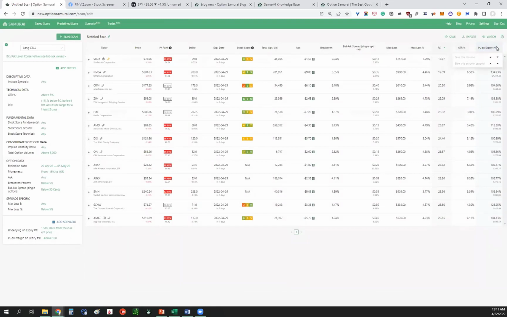And now I will add sorting by max profit. So what I see now are trades that are oversold. I sort them by minimum RSI. And I see a scenario that if the stock moves up 1 standard deviation until expiration, then I have more than 100% profit. And here you can see all the possible trades.